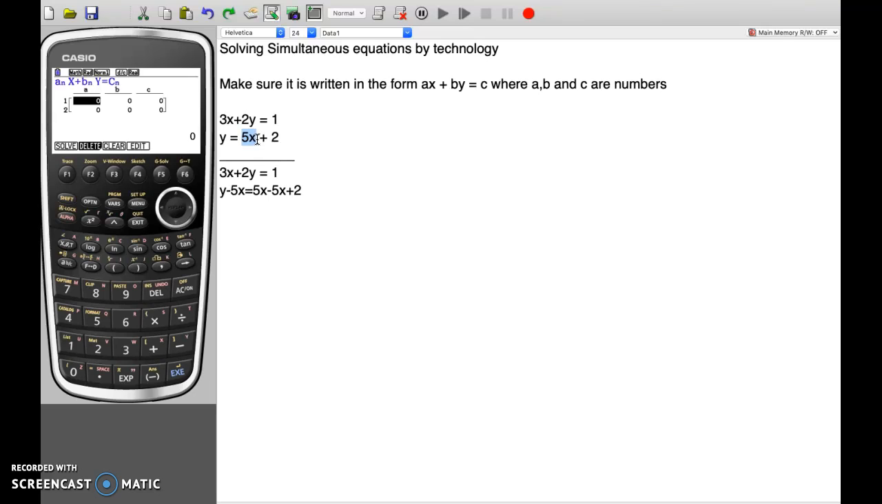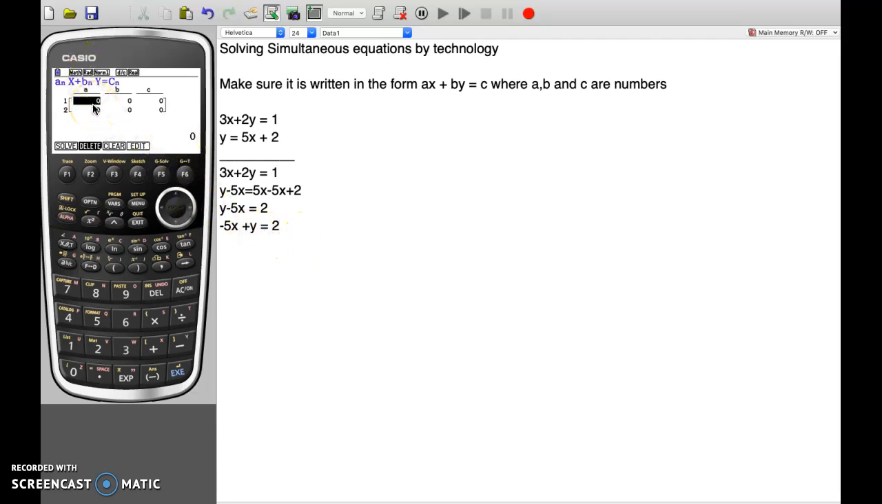So we're going to get rid of that 5x from this side of the equation, and to do that we're going to take it away. If we take it away from that side, we have to take it from this side. So we end up with y take 5x equals 5x take 5x plus 2. So y take 5x equals 2. And then just so that we've got it in the form ax plus by equals c, I'm going to put the negative 5x at the front. I can switch the order, it doesn't matter. So I can go negative 5x plus y, because we don't have any sign in front of the y, that really means plus, equals 2. Alright, and now we have two equations written in that form, so we can put them in our calculator.